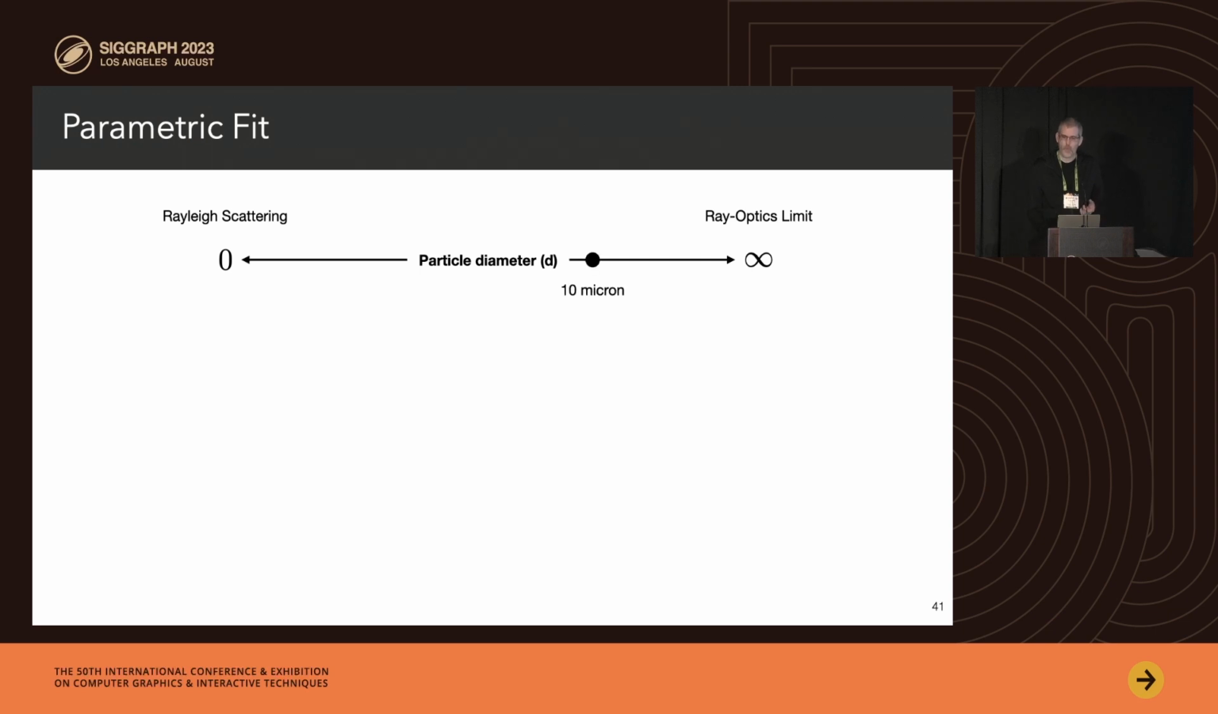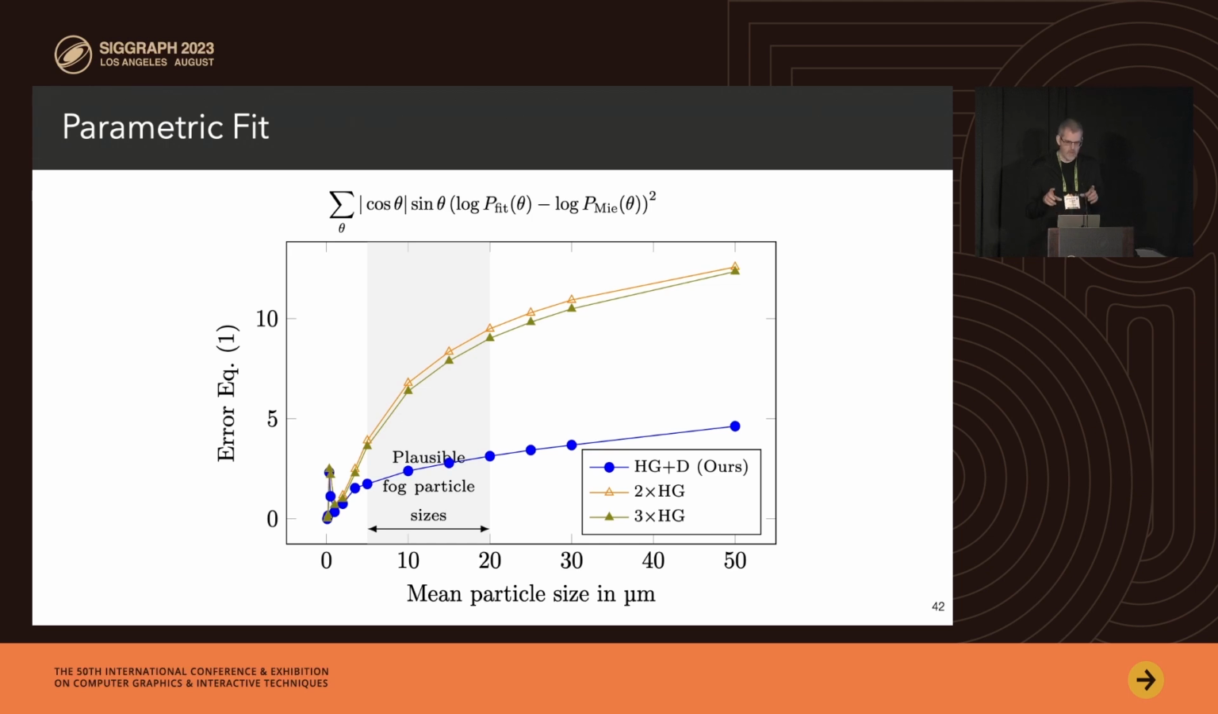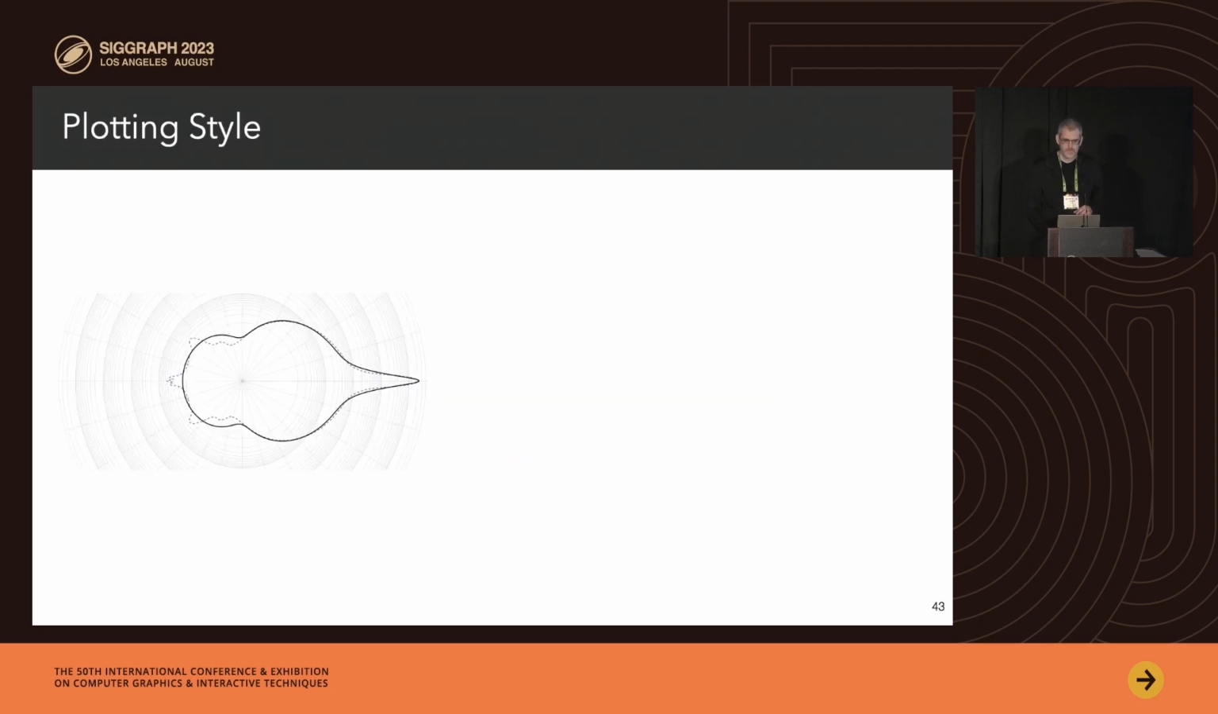And so this was just one element of the span of particle sizes that we'd like to model. So we went and solved the 4 parameters over a wide range of diameters, and we broke this down into 4 sub-ranges just to keep the mapping equations simpler so they don't get too complicated. And as we did this, we noticed that the errors of our model to the target, as compared to a double or triple Henyey-Greenstein approximation, were about 1/3. It was really doing much better across the board.